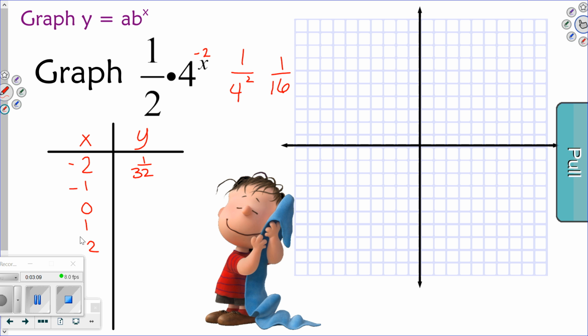All right, what if I plug in a -1? So 4 to the -1, the negative is going to push it down, so it's 1 over 4. And then half times 1 fourth is 1 over 8.